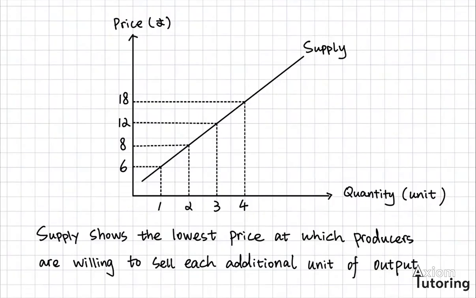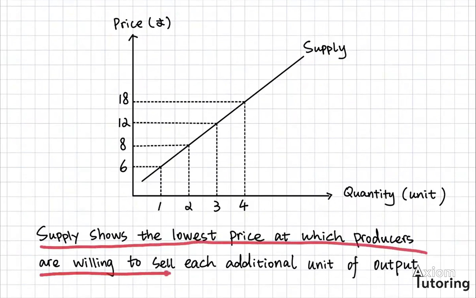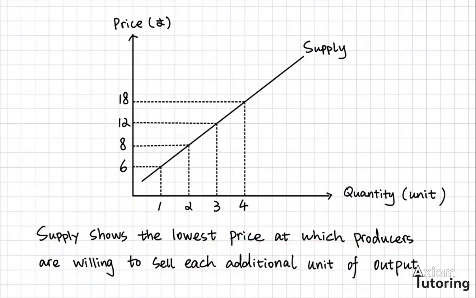The supply curve represents producers' marginal cost and therefore their minimum willingness to accept. The supply curve essentially shows the lowest price at which producers are willing to sell each additional unit of the output. For example, suppose producers are willing to sell the first unit at £6, the second at £8, the third at £12, and the fourth unit at £18. As output increases, the minimum price that producers are willing to accept rises due to increasing marginal cost.